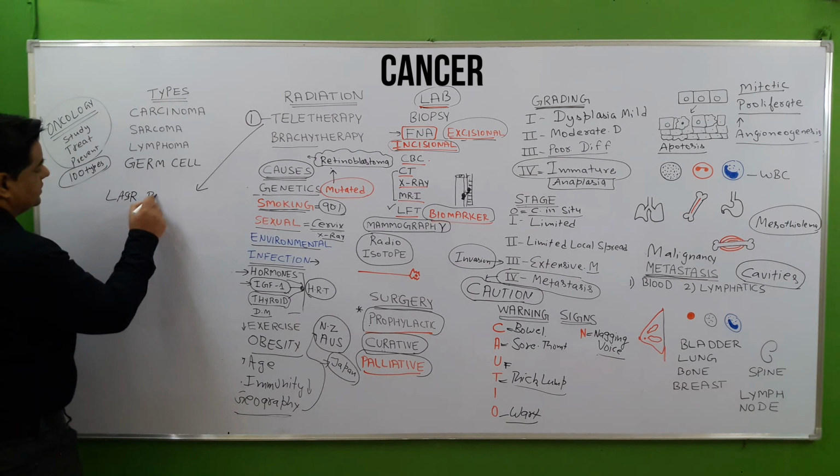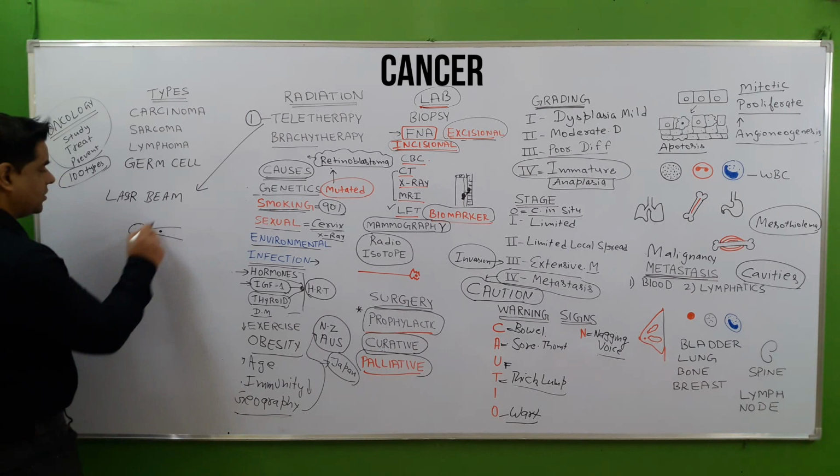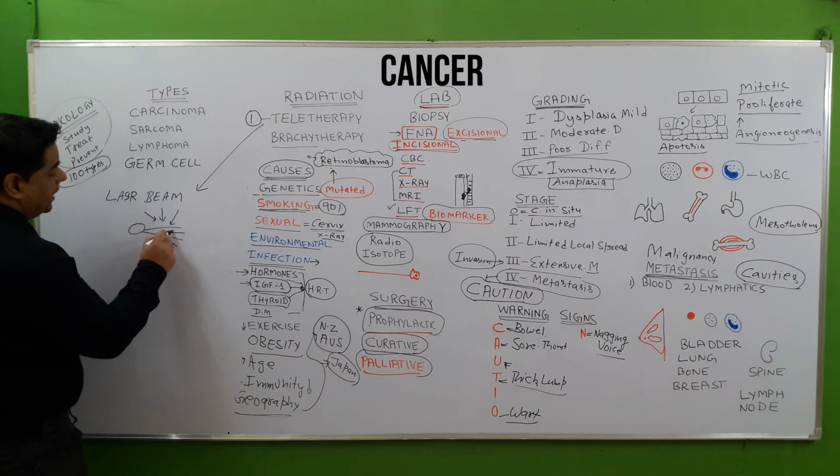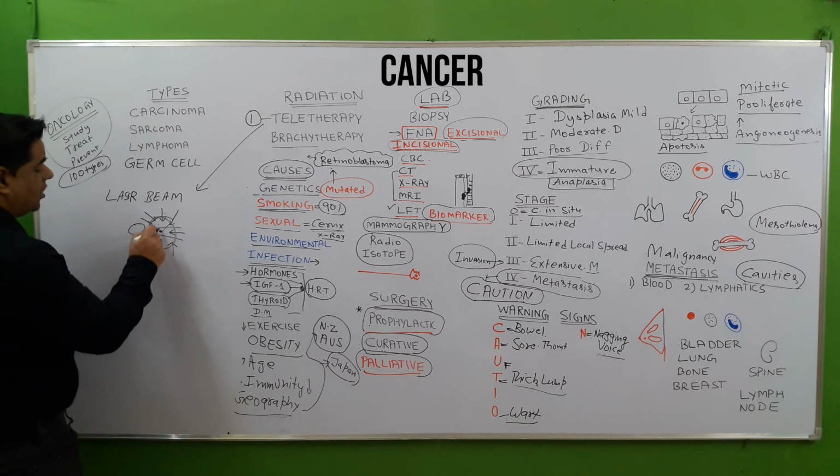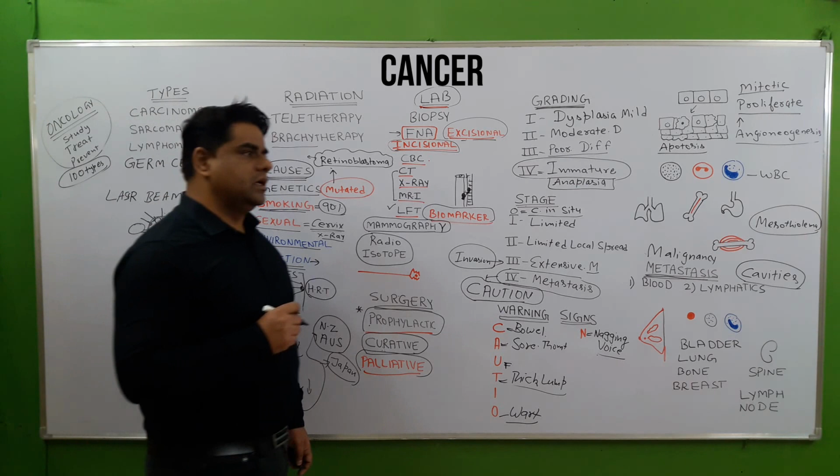For example, this is our patient, he is having a tumor in the GI system. The machine will target the tumor cells from 360 degrees by rotating, so that it will cover the radiation on the tumor cells from all sides under teletherapy. So teletherapy also makes use of IMRT.